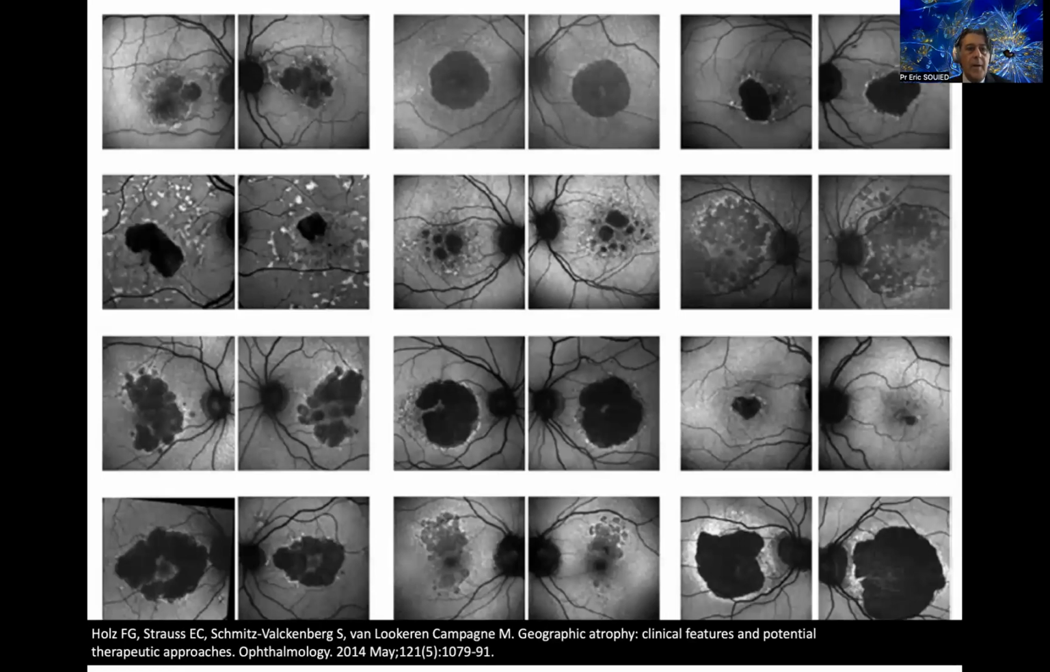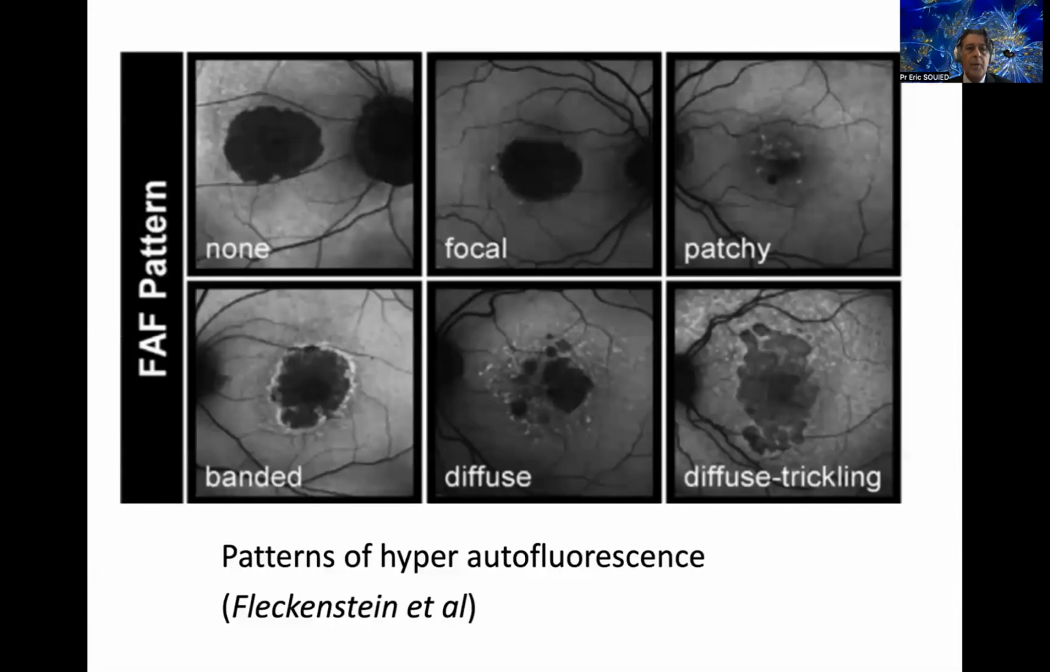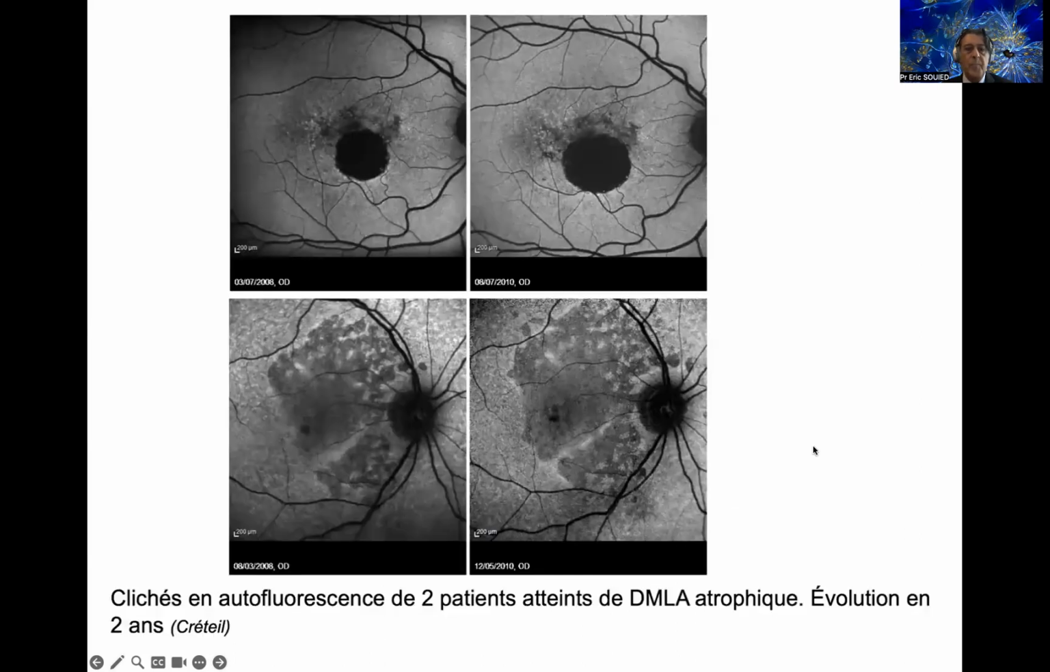This was mainly demonstrated by the Fundus Autofluorescence in Age-related Macular Degeneration (FAM) group, which identified all the forms of GA based on autofluorescent imaging, but also the patterns of the hyperautofluorescence associated with the hypoautofluorescence: none, focal, patchy, banded, diffuse, and diffuse trickling. Here is an example of autofluorescence in a patient with GA, and you can see very different patterns.